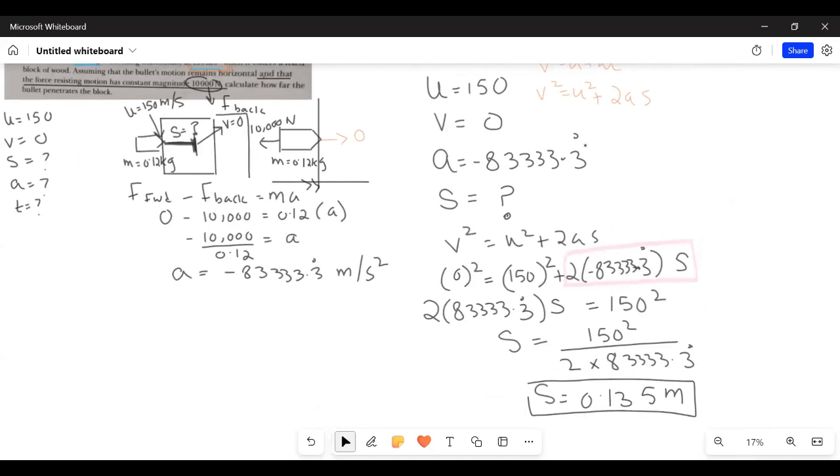So see, in such a small distance the bullet's speed suddenly goes from 150 to 0. That's why the deceleration was huge. 83,000.